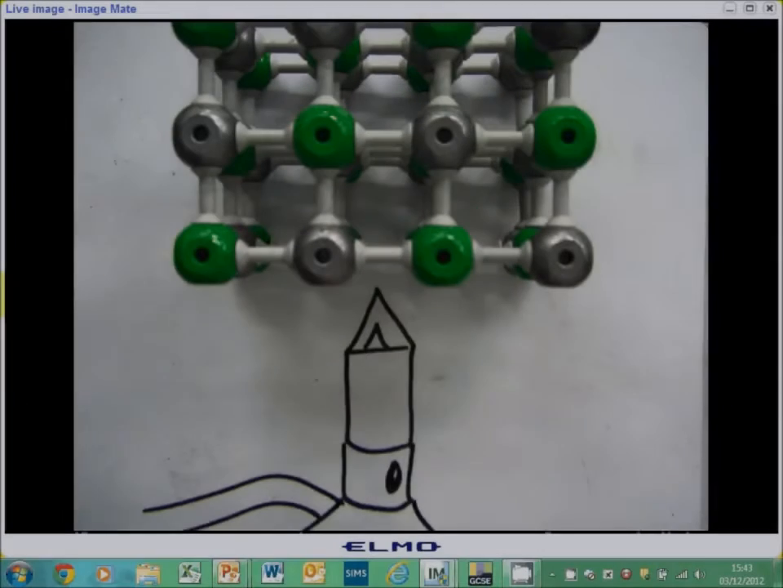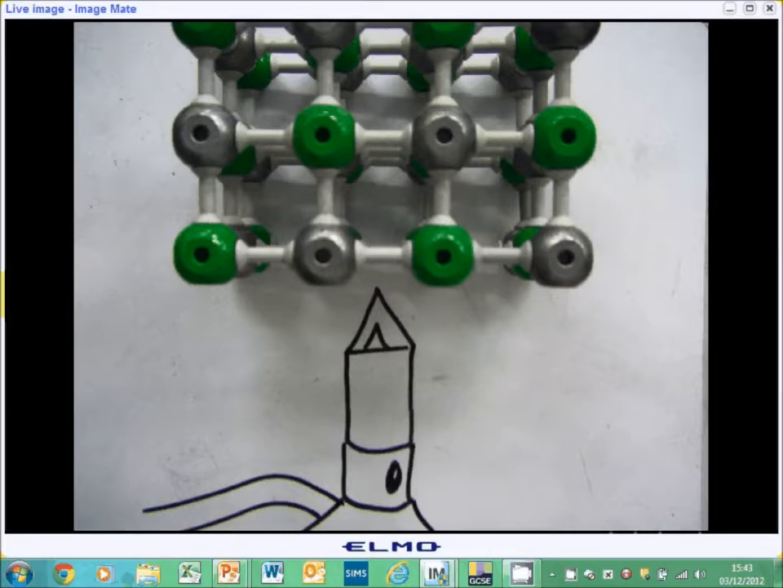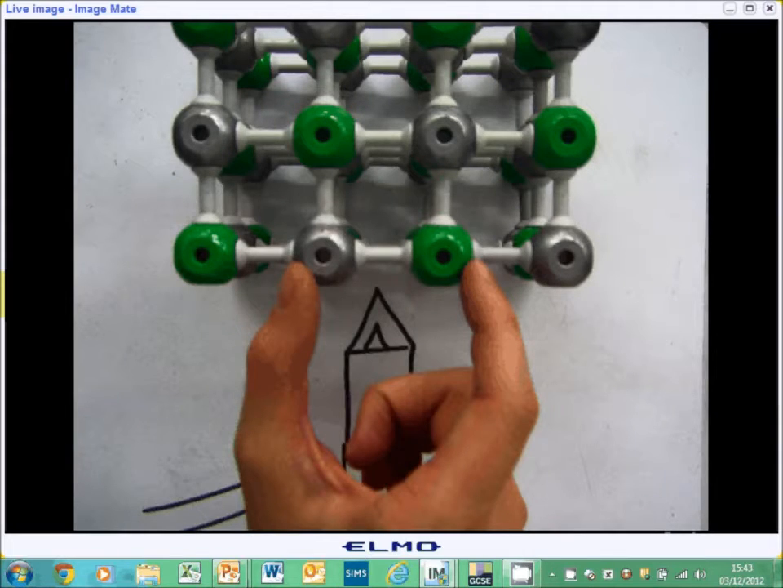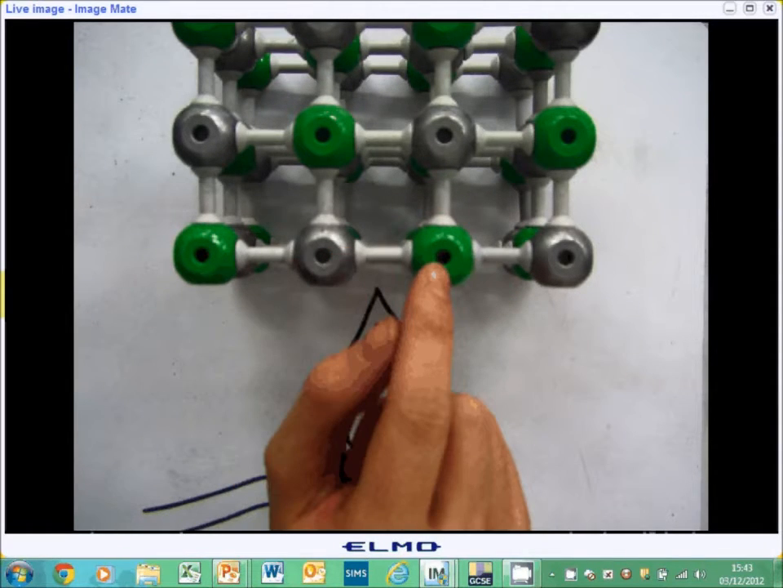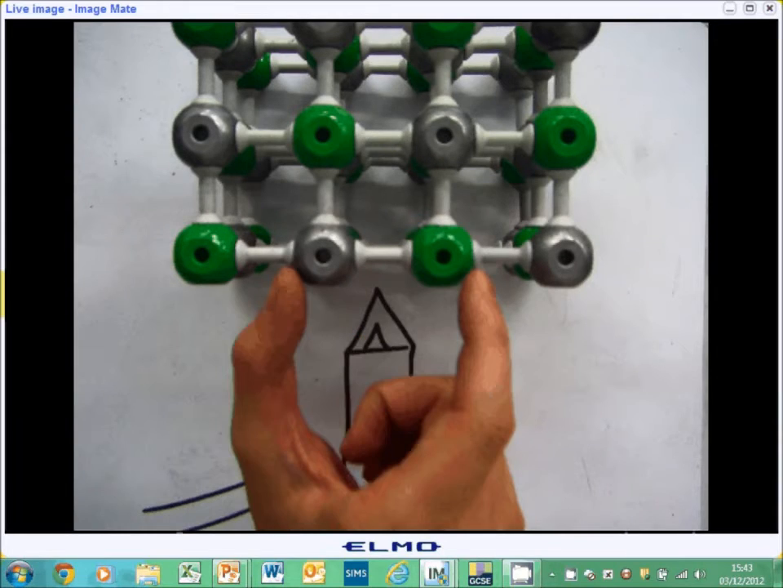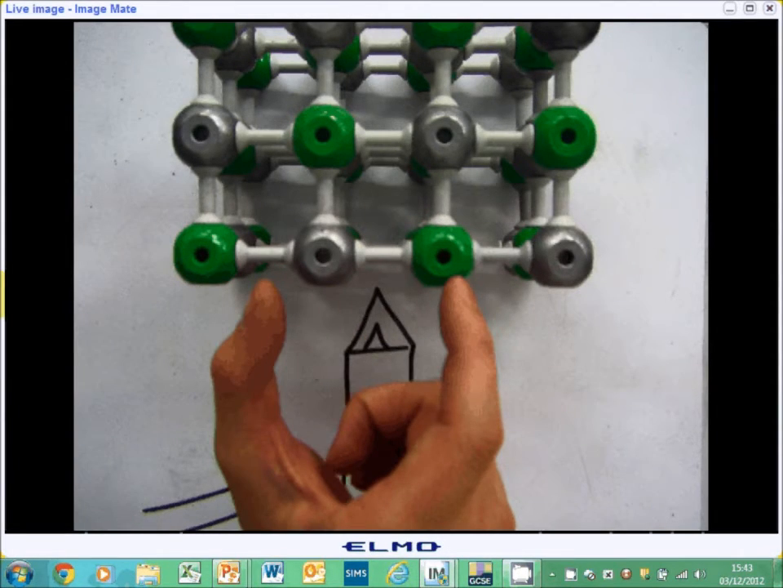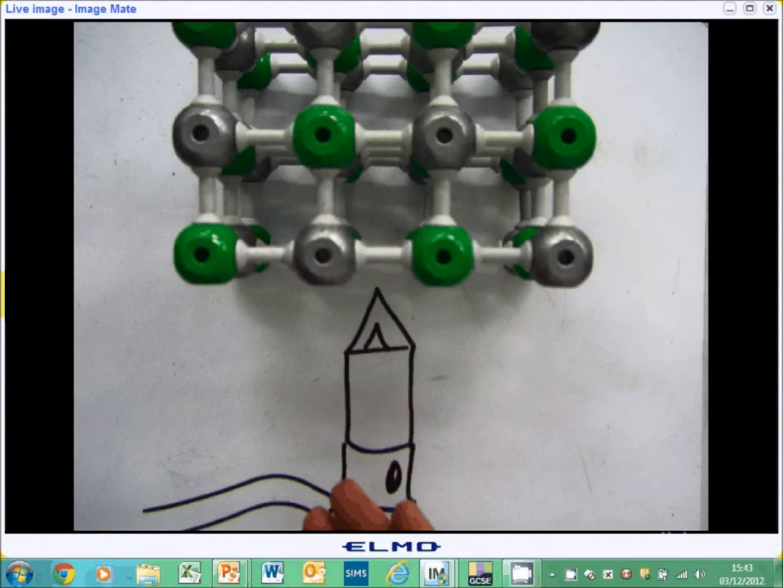The final property you need to be able to explain for ionic bonding is melting point. Now this is nice and simple. They have high melting points and boiling points because of the strong force of attraction that we talked about between the positive and the negative ions. This strong force of attraction needs a lot of energy to break it, therefore you need a high melting point.